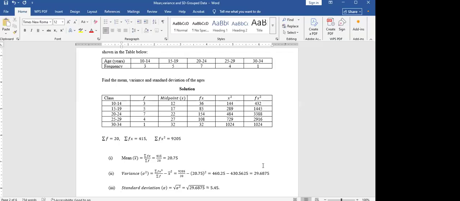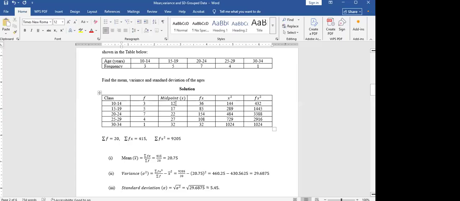I'm trying to catch up on the midpoint of X. Okay, how we got midpoint? How we got midpoint is this: class interval 10 to 14. Add 10 plus 14 divided by 2. 10 plus 14 is 24. 24 divided by 2 gives us 12.